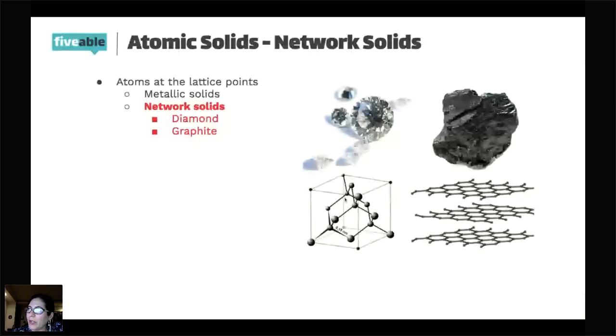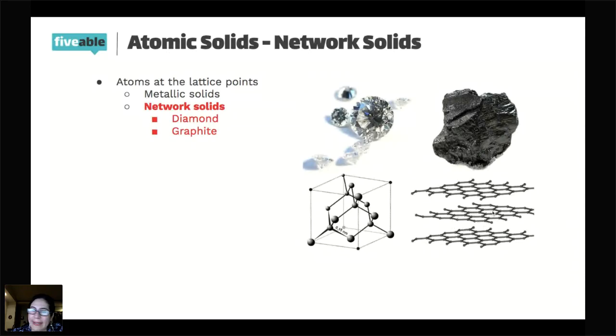So in diamond, we have carbon atoms organized in this way, and each of these lines is showing a covalent bond. So diamond is very, very strong. In fact, it is used in industry to drill other materials because that's how strong it is. And graphite also has carbon atoms in the lattice points, but here the difference is the arrangement.